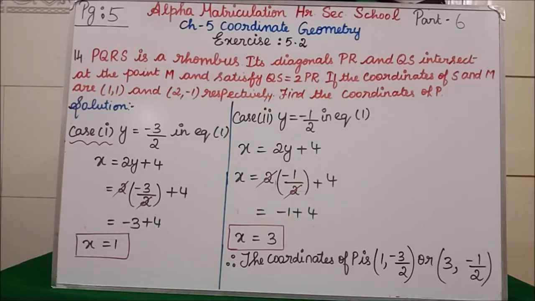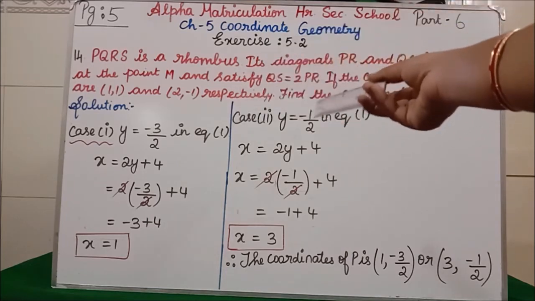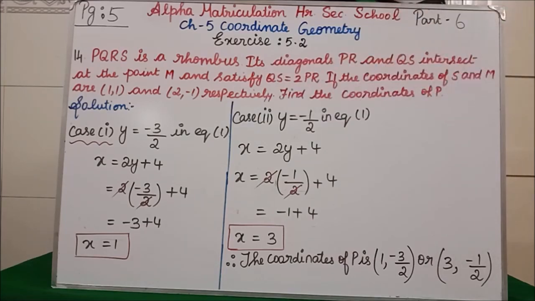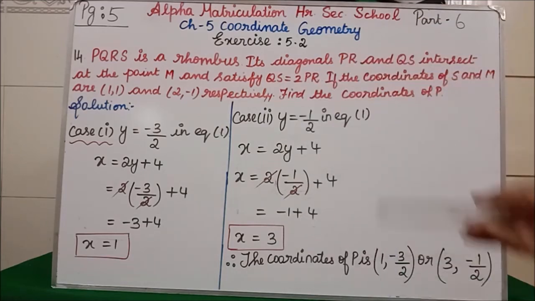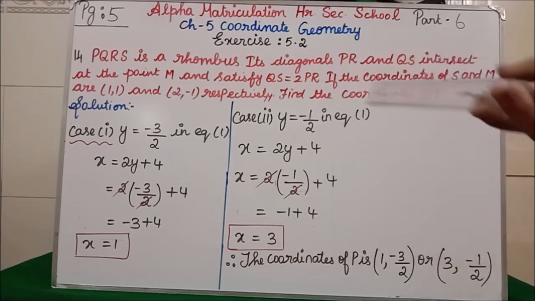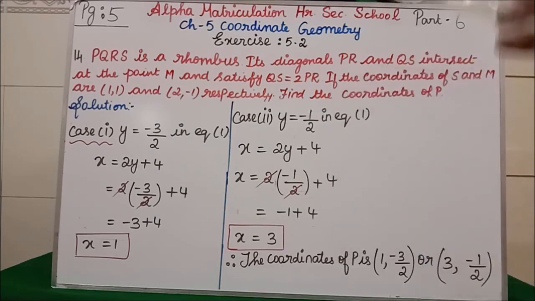Next case is what? Another value we have got for y. What is that? y equal to minus 1 by 2 we have got. That value also you are going to substitute in equation 1. What is equation 1? Again x equal to 2y plus 4 is our equation 1. x equal to 2 into minus 1 by 2 plus 4. 2 will get cancelled. Remaining is what? Minus 1 plus 4. 4 minus 1 is what? 3. So x is equal to 3 is our answer.